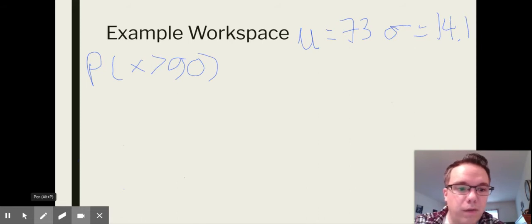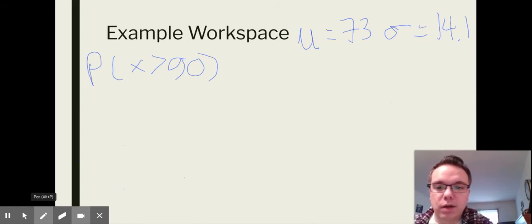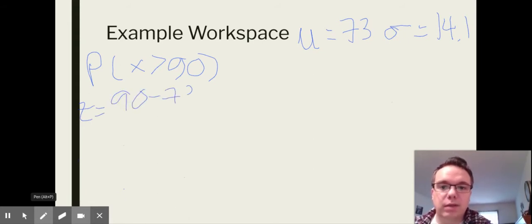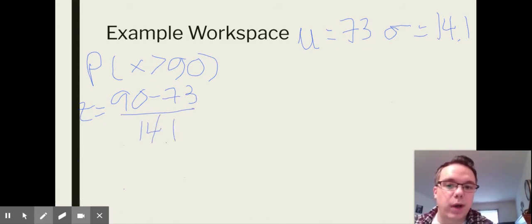So again, first thing we need to do is find our z-score. We're going to take the value given, 90, and subtract our mean, 73, and then divide by our standard deviation, which is 14.1, which will give us a z-score of 1.21.